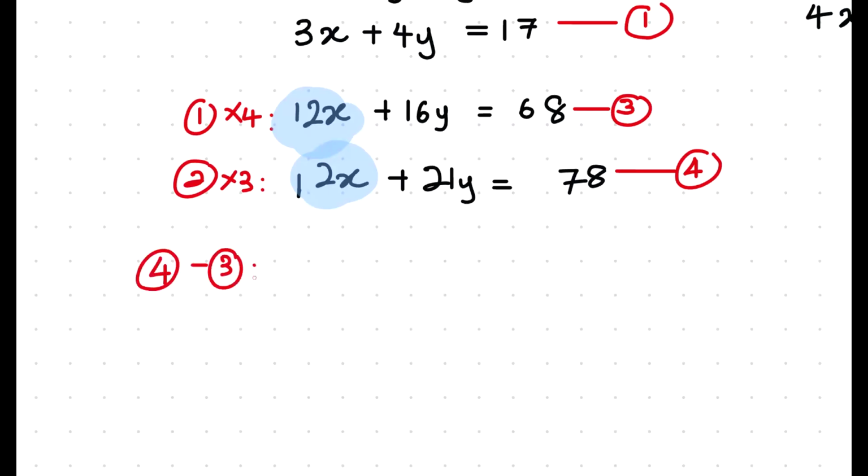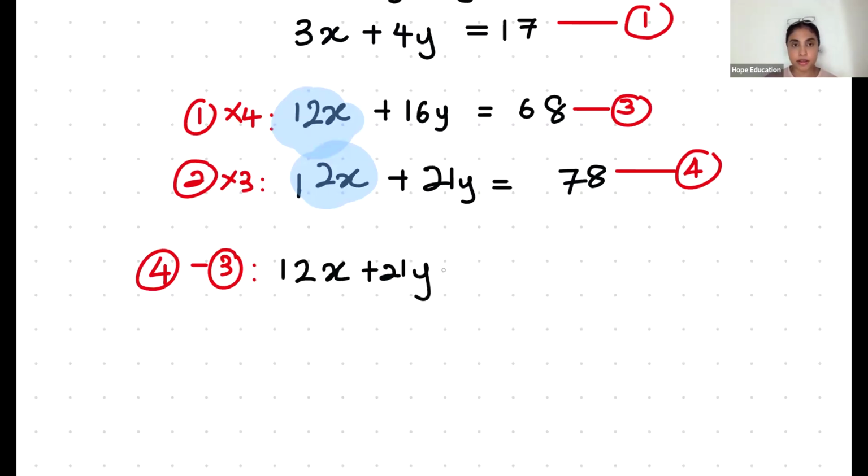So let's first look at the left-hand side. On the left side, we have 12x plus 21y. Now subtract, no? Minus, open brackets, the third equation, 12x plus 16y, equals on the right side 78 minus 68. Let me give you a second.